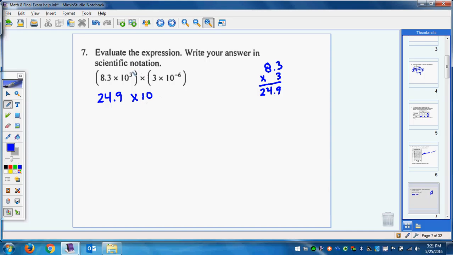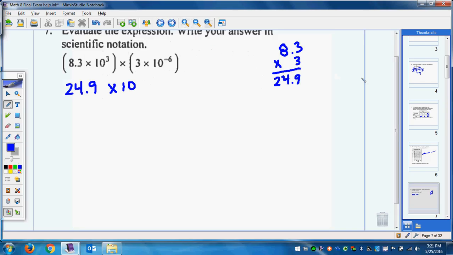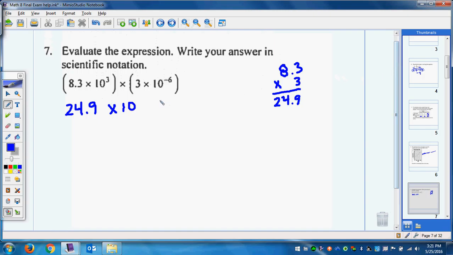Now I'm going to go ahead and add my exponents. 3 plus negative 6 is going to be a nice negative 3. Now remember, this number is too big, so we need to move the decimal to 2.49, which means my exponent has to move.